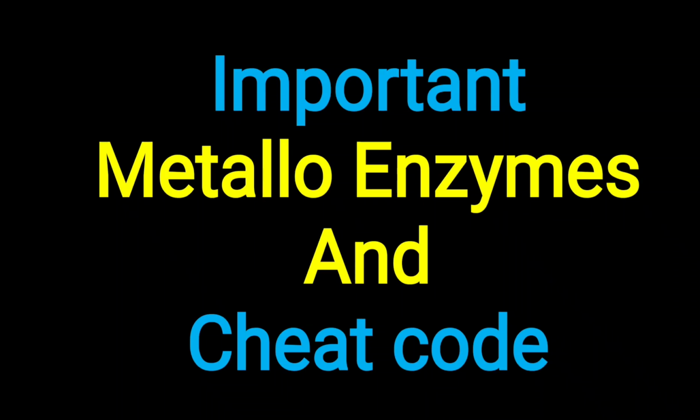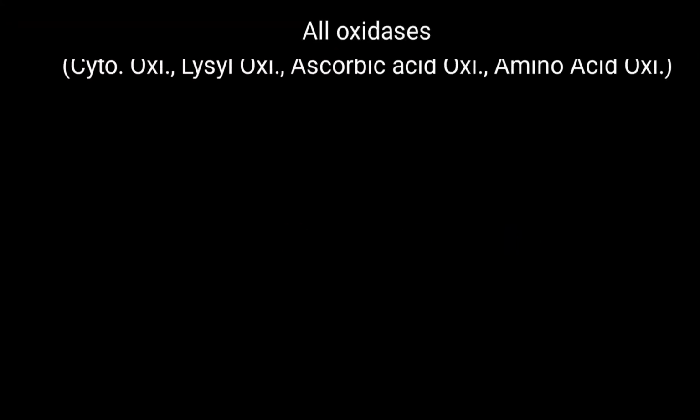Hello friends, today we are going to discuss some important metalloenzymes as well as some cheat codes on how to remember them. So we are going to look at the important metalloenzymes. Now here you have to remember there are so many oxidase enzymes. They are from class 1, oxidoreductase. So most of the oxidases need copper.